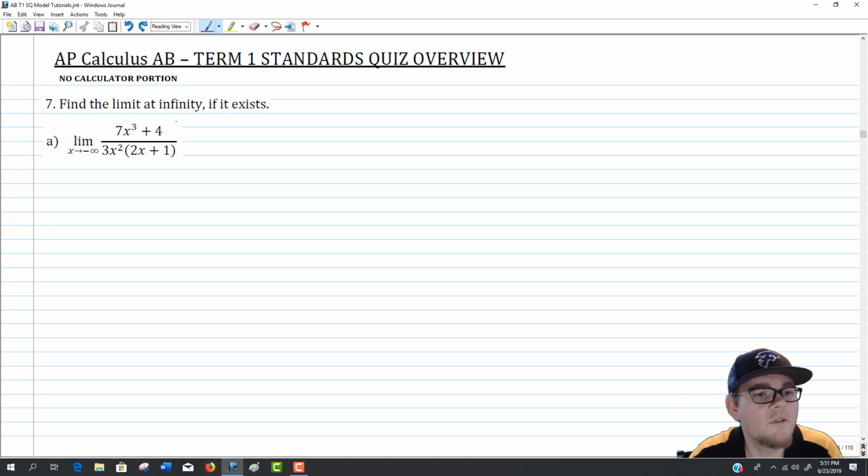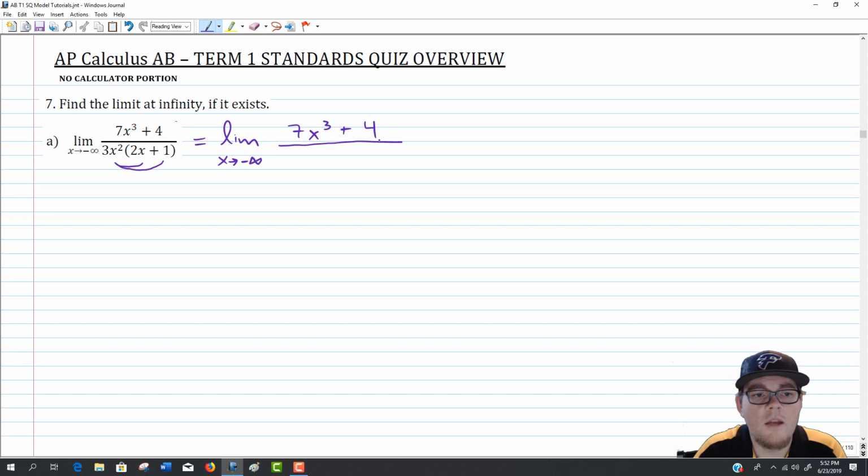So the first one here, we want to evaluate the limit as x goes to negative infinity of 7x cubed plus 4 over 3x squared times the quantity 2x plus 1. Before I do anything else, I'm just going to help myself out and help you out by distributing that denominator just enough so that I can analyze this a little more easily. So we've got 7x cubed plus 4 in the numerator, and in our denominator we have what amounts to 6x cubed plus 3x squared.